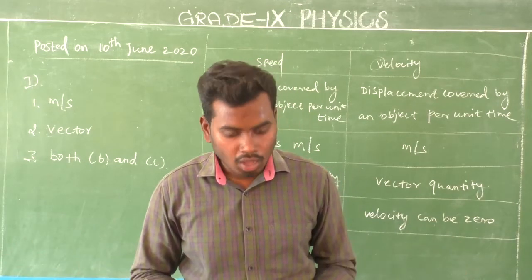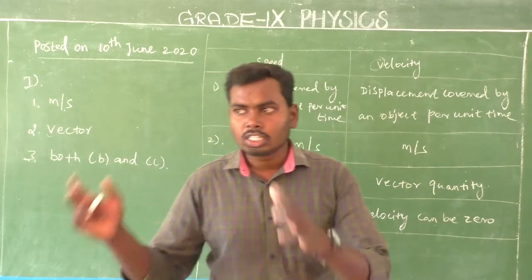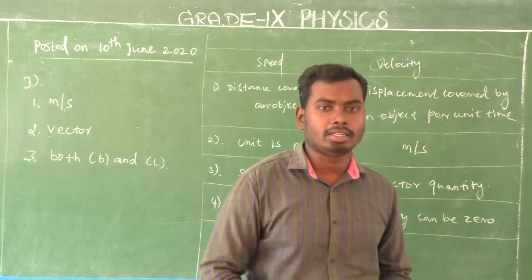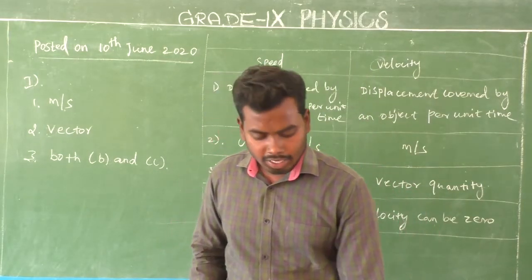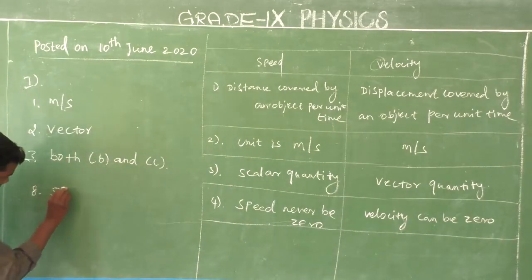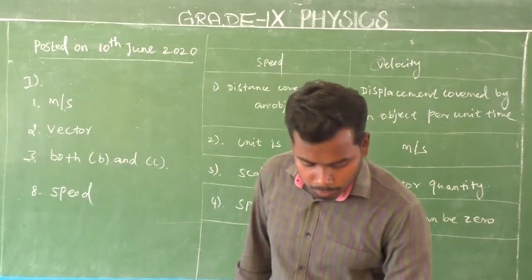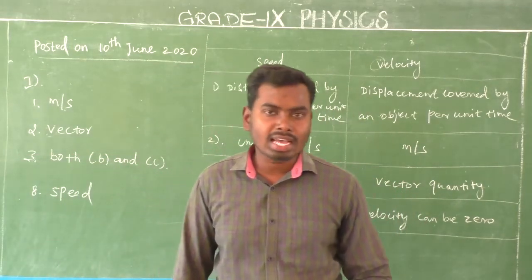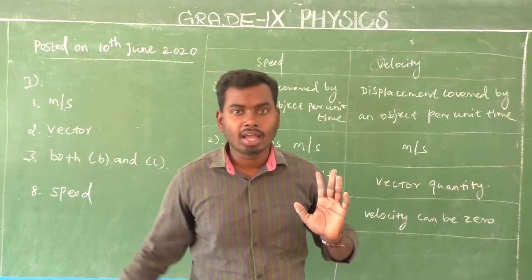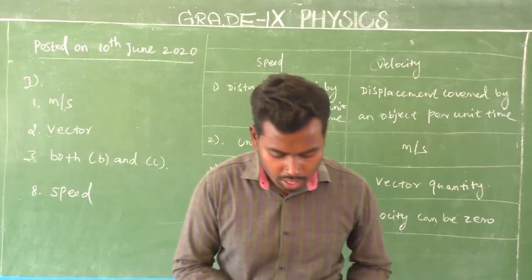Here, which quantity gives some idea about the speed, which means how fast or how slow the object is moving? That is speed. So the eighth question's answer is speed. Speed is a physical quantity which gives us an idea of how fast or how slow the object is moving, but it doesn't specify any particular direction. Is that clear? Yes. Next, the ninth one.